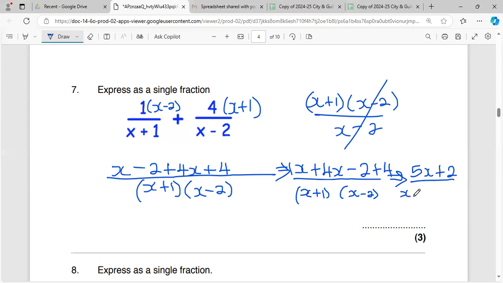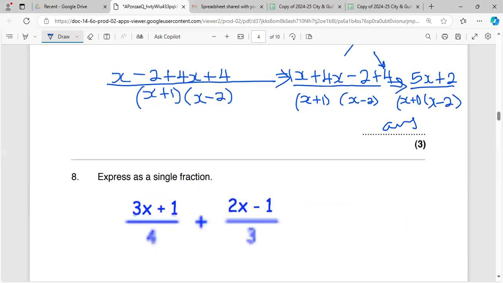Why? I'll tell you why, guys. Once the signs are different, we're not going to complicate it, we keep the sign of the bigger one. So in this case, the positive 4 is larger than the negative 2. So the difference is 2. Let's move on to number 8.